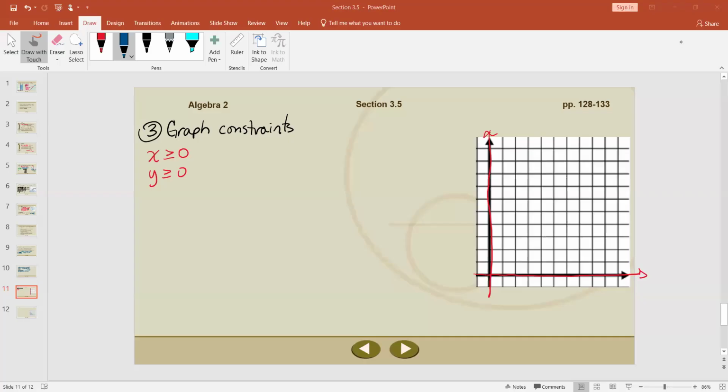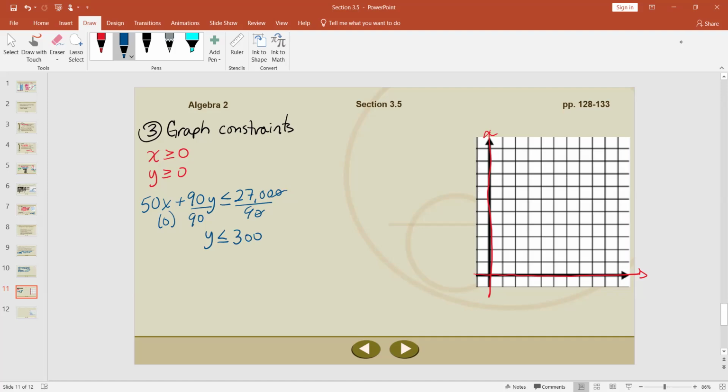Okay, let's go ahead and graph. 50x plus 90y is less than or equal to 27,000. I'm just going to find my x and y intercepts. So that means that if x is 0, I divide this by 90, and my y is less than or equal to 300. All right, so I've got my y-intercept.